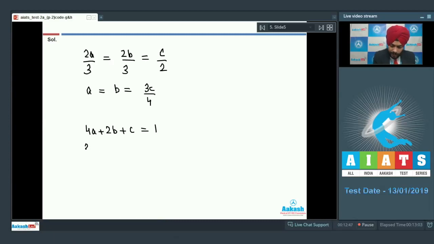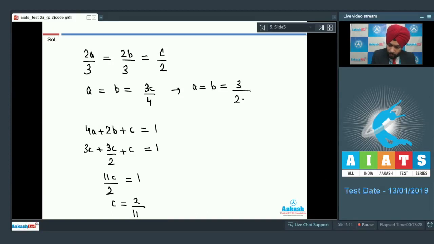That means 4a is 3c, 2b is 3c by 2, and so 11c by 2 is equal to 1, c is equal to 2 by 11. So c is equal to 2 by 11 and a equal to b equal to 3 by 22. This is the value of each of the variables a, b, c when this maximum value will be obtained.